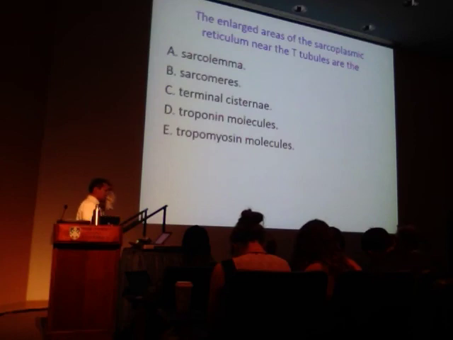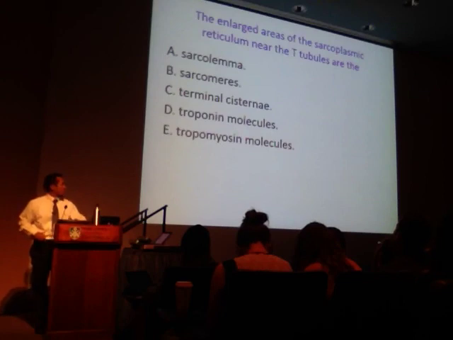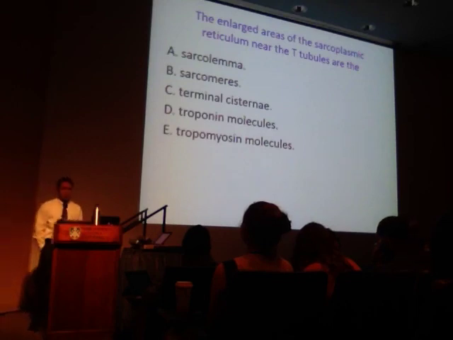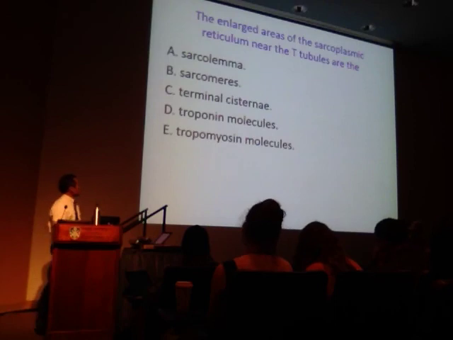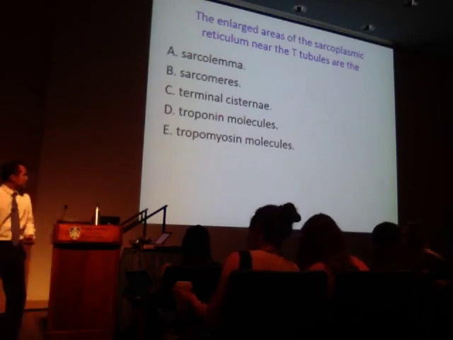Okay, how about this one? Enlarged areas of the sarcoplasmic reticulum near the T-tubules are called what? Sarcolemma, sarcomeres, terminal cisternae, troponin molecules, or tropomyosin molecules. C, terminal cisternae. Very good. Questions?